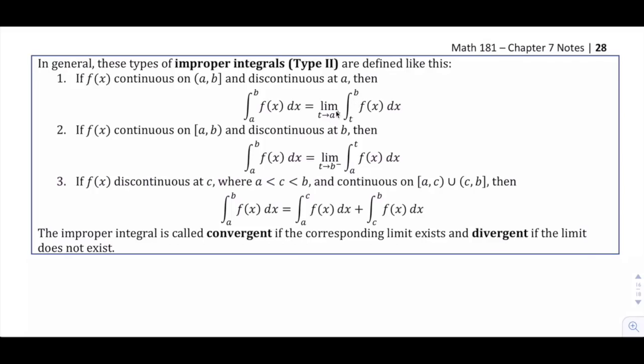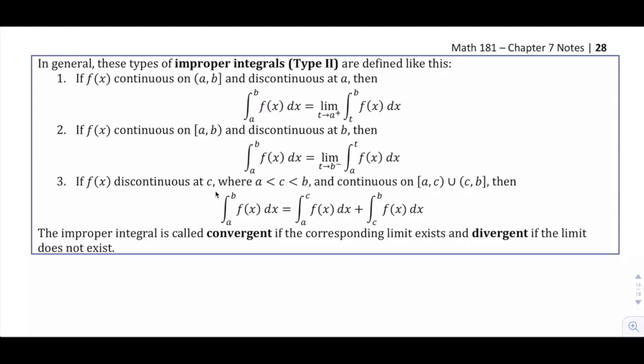Okay, if f of x is continuous on closed interval a, open at b, and discontinuous at b, then we would just change the integral slightly. The integral from a to b of f of x dx would become the limit as t goes to b from the left of the integral from a to t of f of x dx. Because we're going to be approaching b now, which was our upper limit, from the left of b. A is to the left of b, so from a to t, then t is going to approach b from the left side.